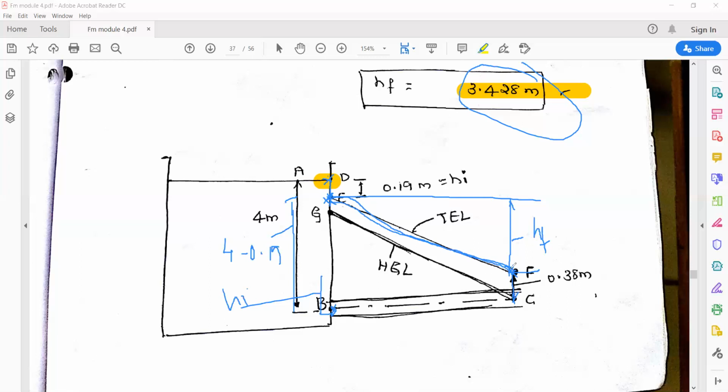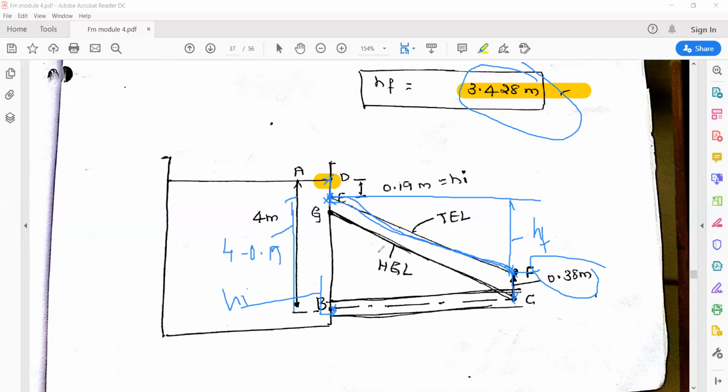So that means due to losses, the head is getting reduced from 4 meter. Due to HI, the head is getting reduced from 4 meter to 4 minus 0.19 meter. It reduces due to friction. Due to head loss due to friction, from 4 meter the head reduces to 4 minus 3.428, that is 0.38 meter. Head reduces to 0.38 meter. You're getting it, right? So that line is called the total energy line.